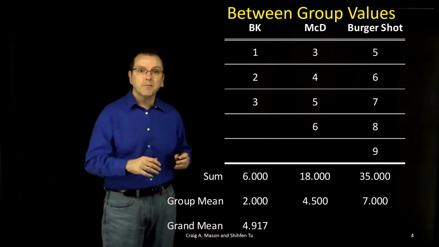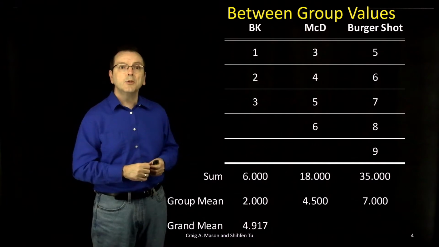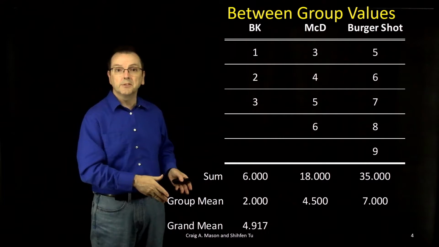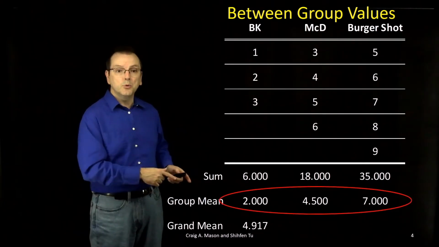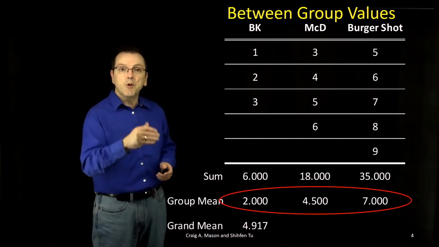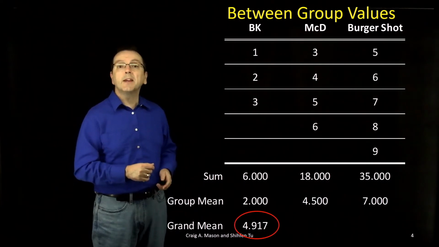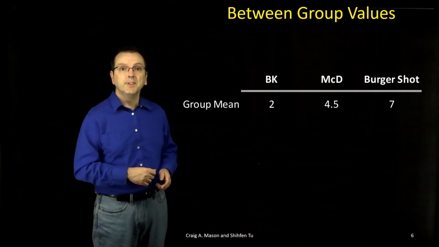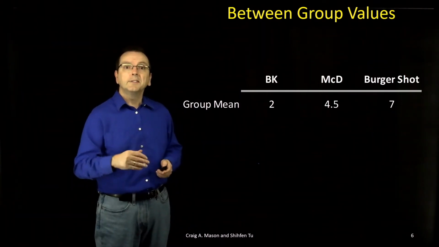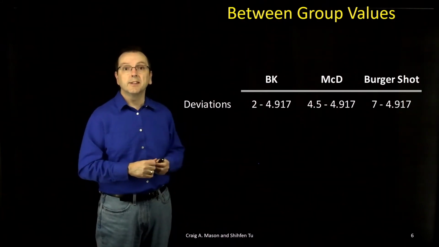Now, to start, let's calculate the sum of squares between. To do that, we first go all the way back to our group means. Remember, these were 2, 4.5, and 7. We then subtract the grand mean, which was 4.917, from each of these. So let's list the three group means, right? We then subtract the grand mean of 4.917 from each of these.